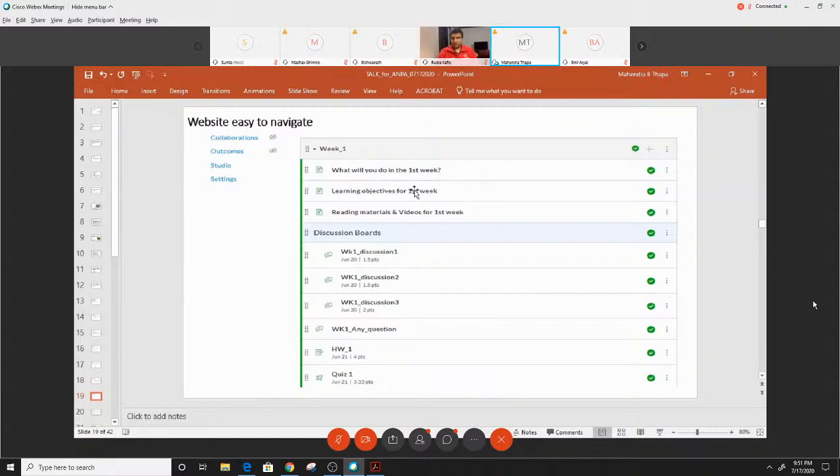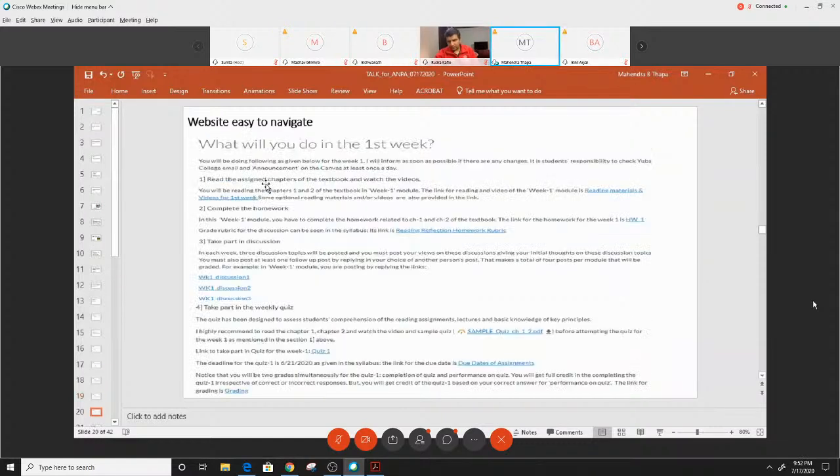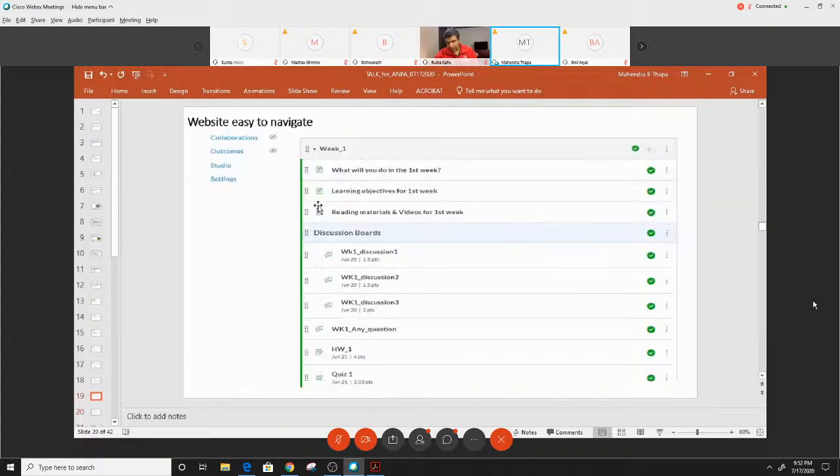In this tab, they will know what they will do in the first week: what the learning objective is, what materials they have to read, what video they need to watch, what they have to discuss, what's the homework, what's the quiz. I put everything in one place so that they know exactly what they are doing in the first week, so that they will not miss any assignment or reading.